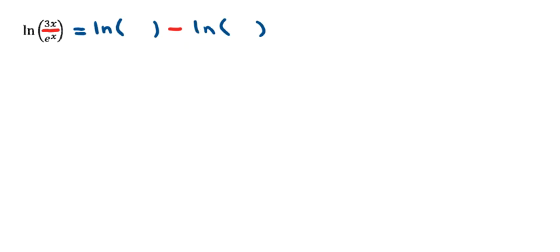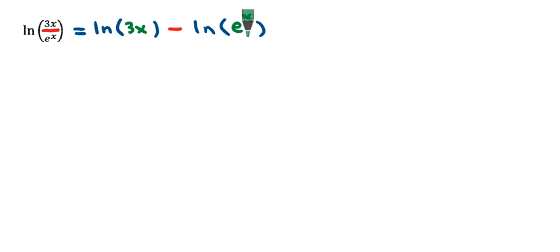Now again, by that property, the quotient property, what's going to go inside the first argument is the numerator. All right, so we'll put 3x in there. And then inside the second log's argument, we'll put e to the x.